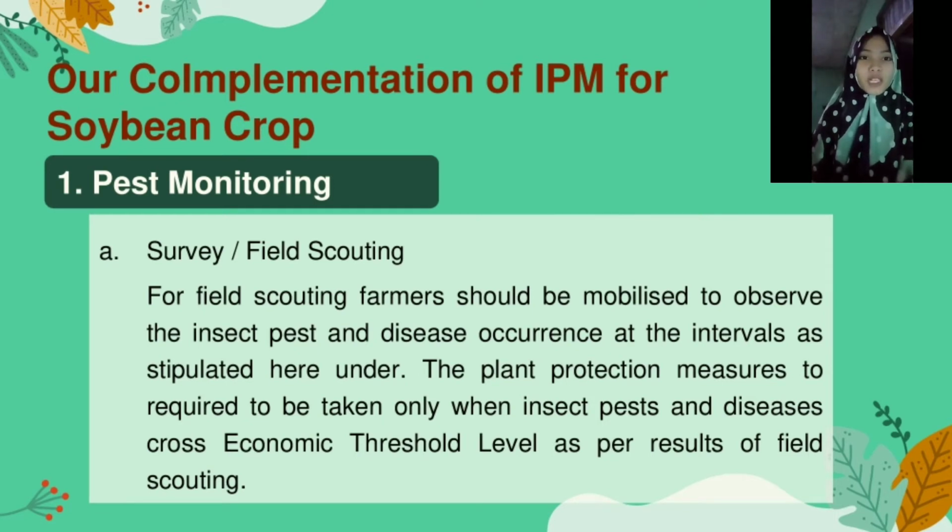1. Pest monitoring. A. Survey or field scouting. For field scouting, farmers should be mobilized to observe the insect pest and disease occurrence at the intervals as stipulated hereunder. The plant protection measures are required to be taken only when insect pests and diseases cross the economic threshold level as per the result of field scouting.